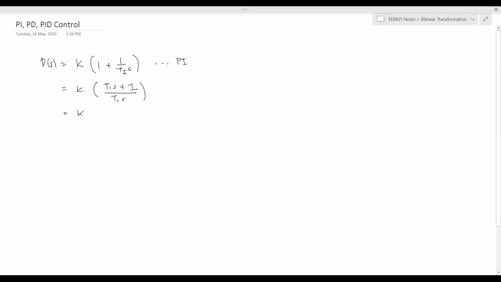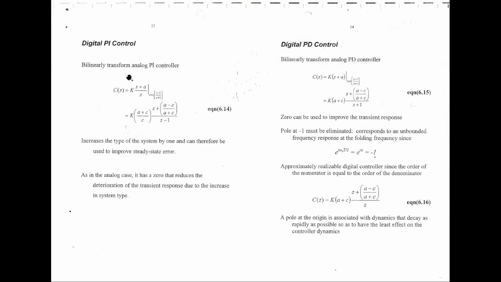So this is equal to K times S plus 1 over Ti divided by S. And if we say I is equal to 1 over Ti, then basically this becomes K into S plus I divided by S, which is what we have in our section 6 notes. So let me go over to the section 6 notes. That's exactly what we have, K times S plus I divided by S.